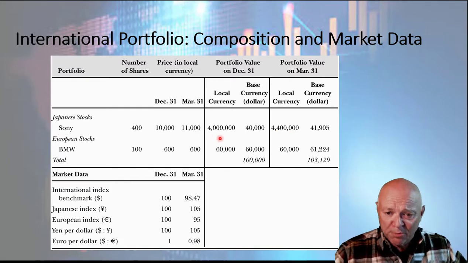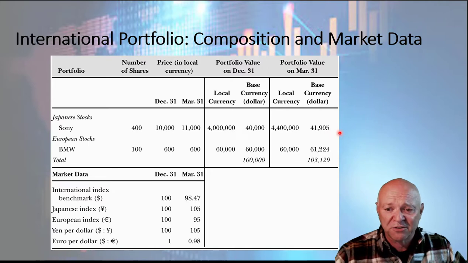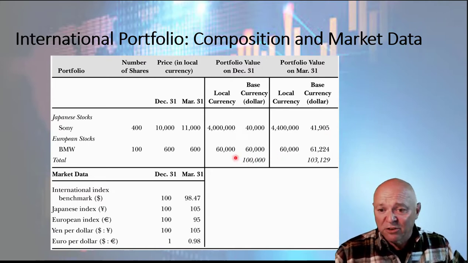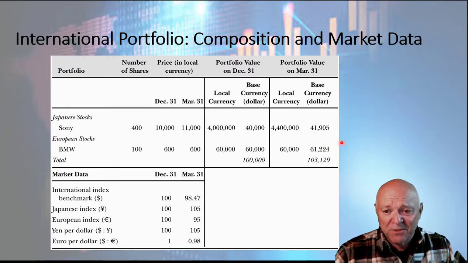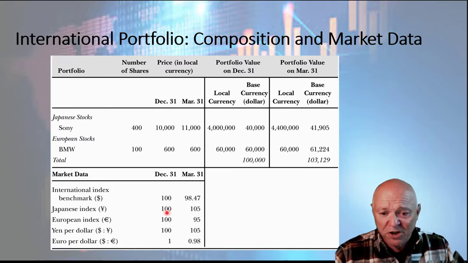We can see that we definitely gained some value in our Sony stock. It went up from 4 million yen to 4.4 million yen, and when we convert that back at the exchange rate at the end of the period, it means it's worth 41,905. And when we take a look at the value of our investment in BMW, it also has gone up. It's gone up to 61,224, so we have a total gain of $3,129.